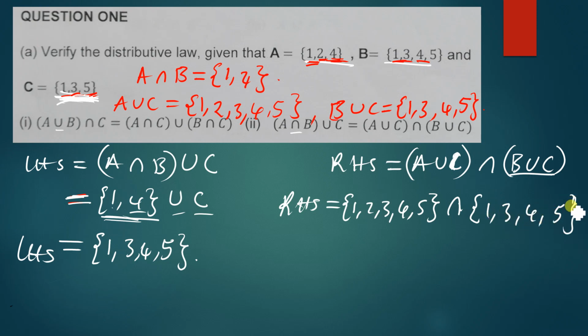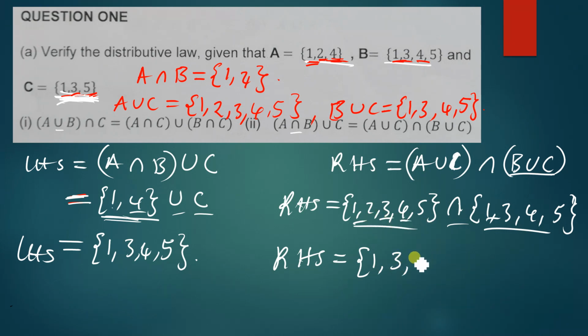So having found this, it is now easier for us to find the intersection between these two sets. Meaning we find the common elements between these two sets. Therefore, the right hand side will be equal to, so the first one which is common there is 1. The second one which is common, we have 3 there. Then the other one which is common is 4, because we have 4 there, we also have 4 there. And then the other one is 5. We have 5 in both sets, so we can write it like that.